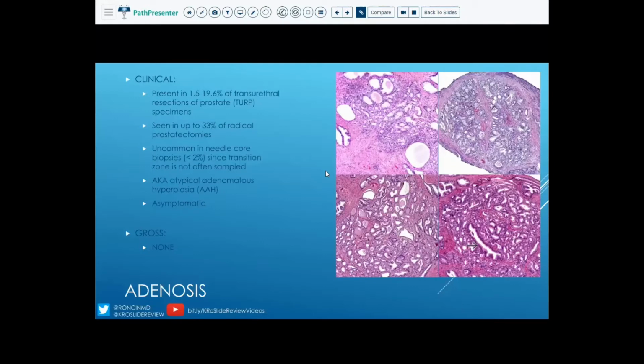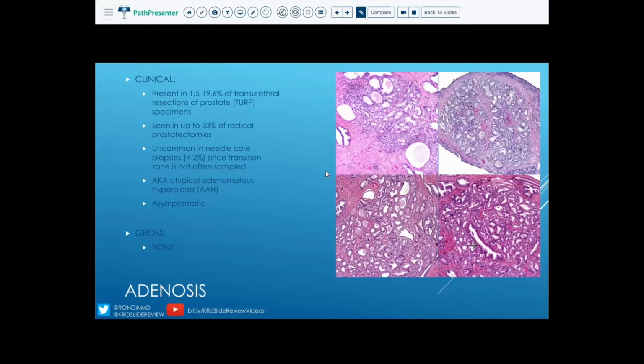So this is everything listed for adenosis, but I think this case lends itself far more towards the sclerosing adenosis end of that spectrum. So we see this in anywhere from about 1% up to a fifth of TURP specimens, and TURP stands for transurethral resections of prostate. So that's done via cystoscopy. And we see this in a third of our radical prostatectomies. So it's relatively common. We don't see it all the time in core needle biopsies.